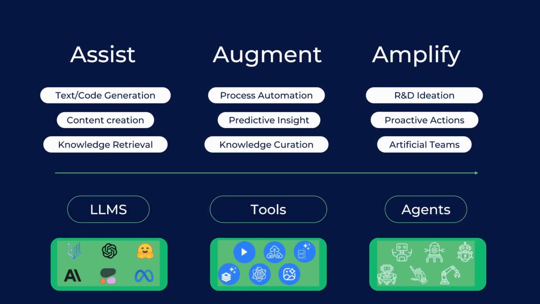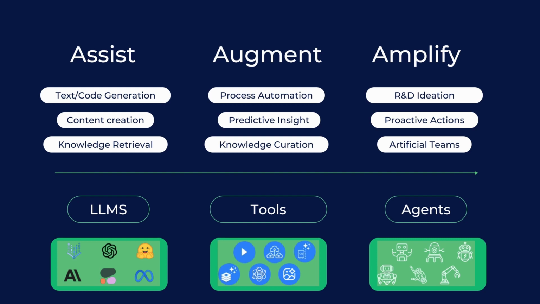The first, we consider the assist stage. This is really where AI is helping you out more than anything else. It's a supporting role in anything that you may be doing. However, the tasks themselves aren't fundamentally changing. You're still going about your business as you typically would.